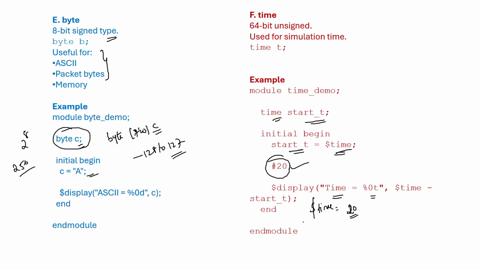What is the delay you are considering? Suppose another delay of 40 seconds I have written, then $display you can write: my time is equal to %0t, $time, and then start_t. In this way, I am getting a 40 nanoseconds delay here. That is my output. What is the current simulation time we want to print on the output side? That is what $time is used for. That is the timestamp we are using.